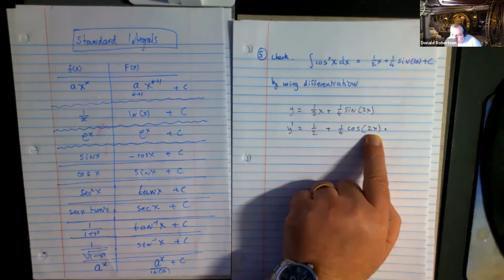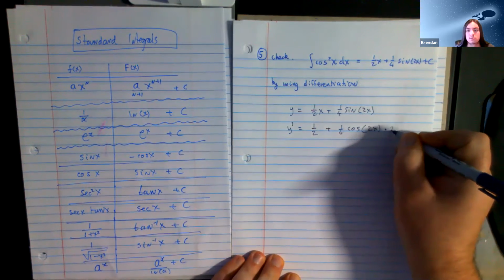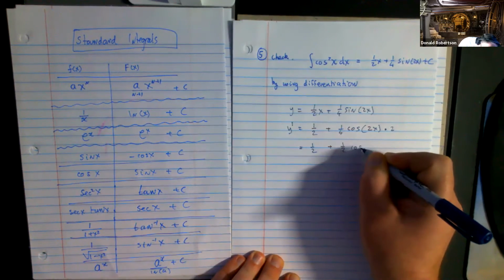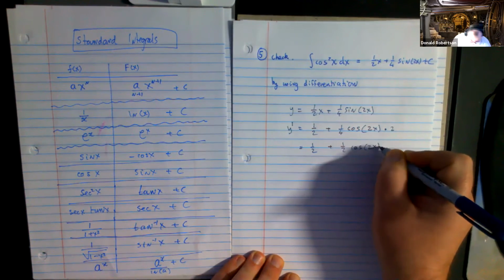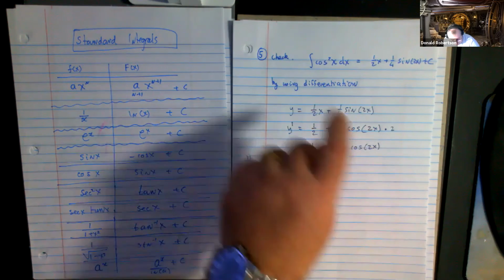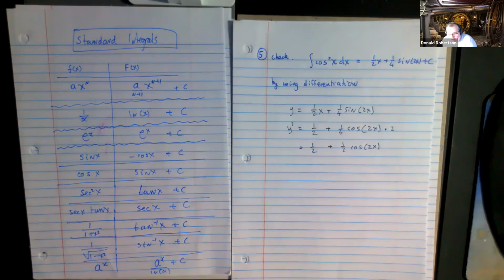Times 2. So what I'm looking at here is 1/2 plus 1/2 the cosine of 2x. And that might not look like cos squared x, but it is. I happen to know it is because I've probably seen thousands of these in my life. But you might think, well, I don't know that that is. So this is one way to keep going.